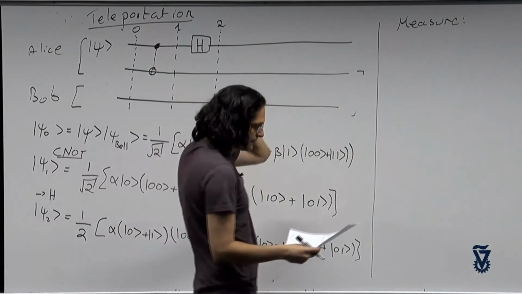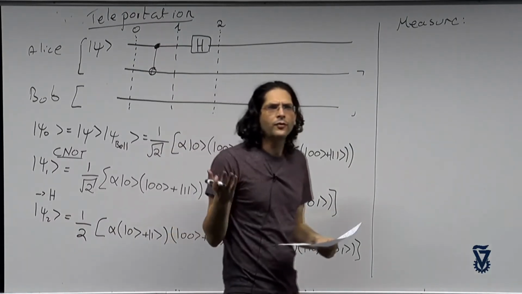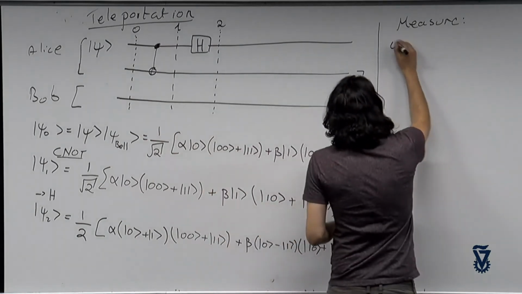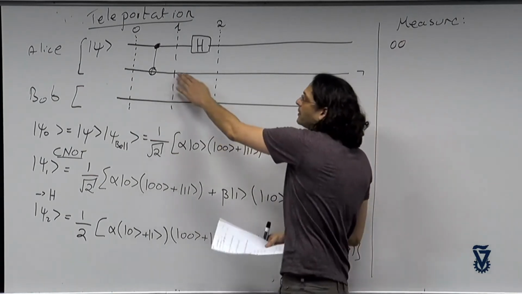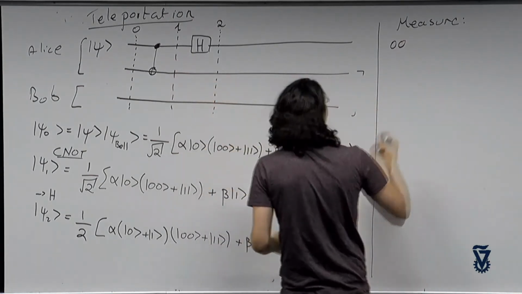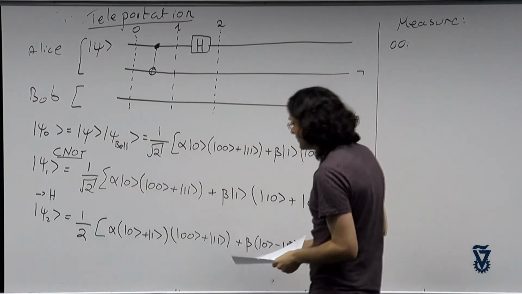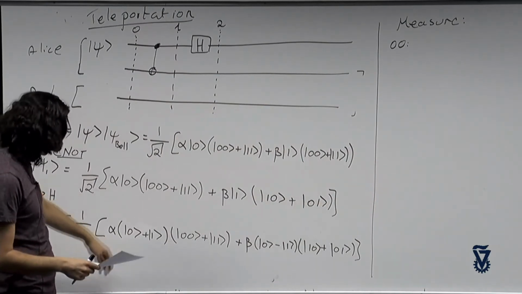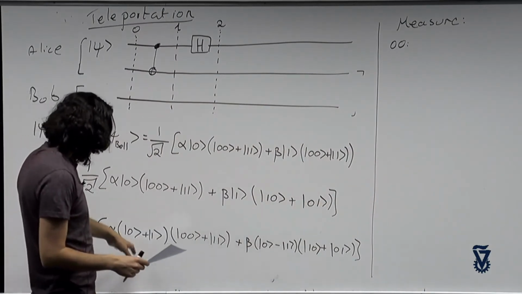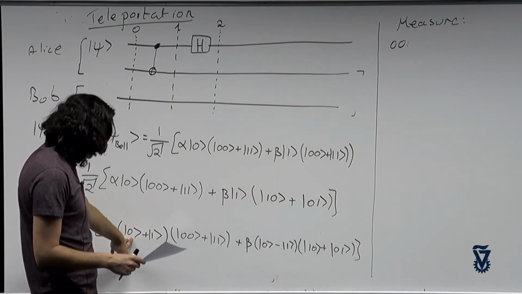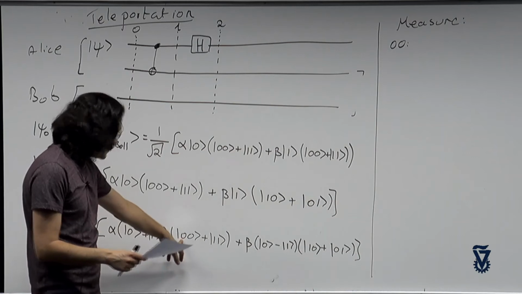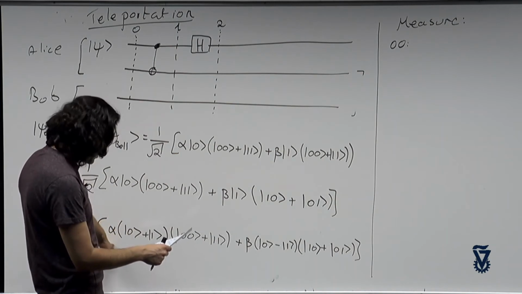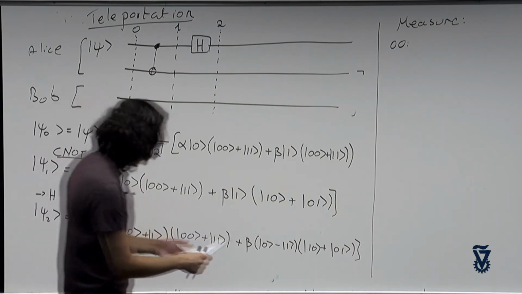Okay. And Alice is going to get one of 4 results. She can get 0, 0. So both the qubit and the Bell pair give 0. If she does that, let's look at the y function. Let's suppose that she gets 0, 0. It means that this is 0, and this is 0. It means that we're left now with basically alpha 0 plus beta 1.